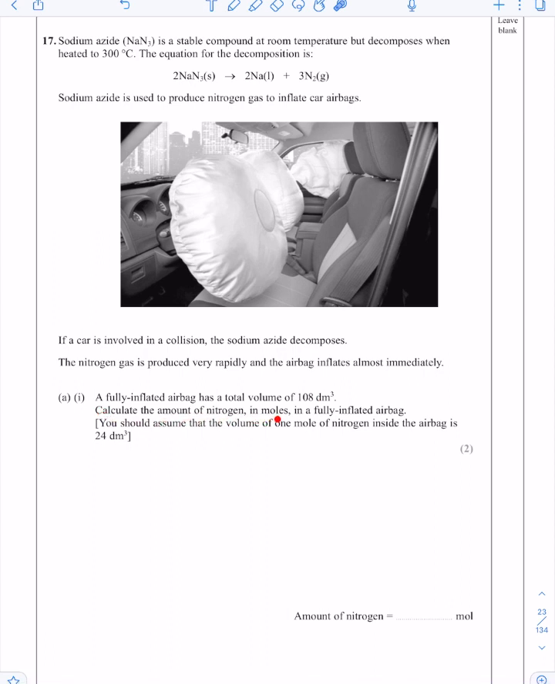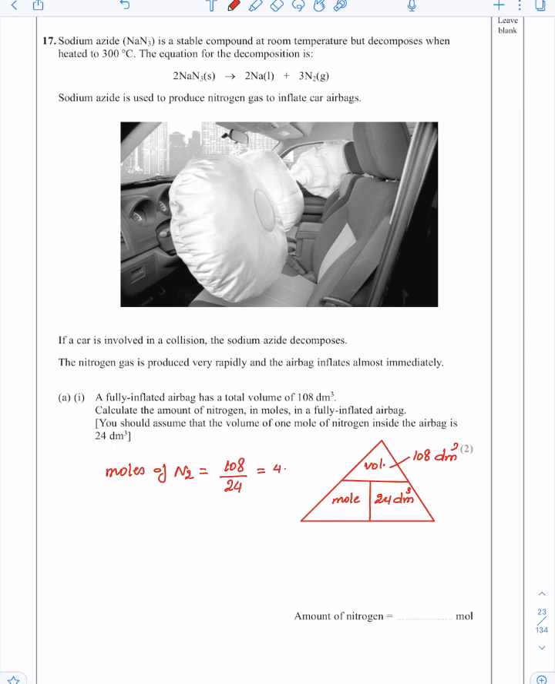Calculate the amount of nitrogen in moles in a fully inflated airbag, and you should assume that the volume of 1 mole of nitrogen gas inside the airbag is equal to 24 cubic decimeter. طيب احنا عندنا rule المولز is equal to volume of gas over 24 cubic decimeter. طيب volume of nitrogen gas 108 cubic decimeter. يبقى moles of nitrogen is equal to 108 divided 24. ده يطلع لنا 4.5 mole. يبقى هنا الإجابة 4.5 moles.